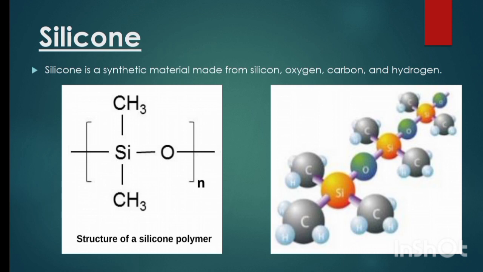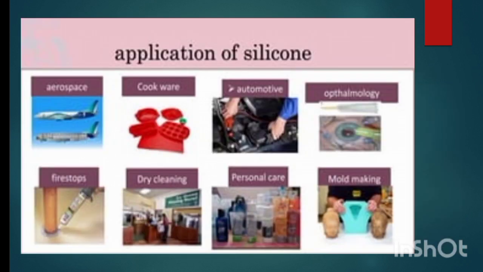What is silicone? Do not confuse it with the element silicon and this silicon. That was the semiconductor silicon, and it is a resin of plastics with the spelling silicone. Silicone is a synthetic material made from silicon, oxygen, carbon, and hydrogen. Applications of silicone are in aerospace, cookware, automotive, ophthalmology, mold making, personal care, dry cleaning, fire stops.